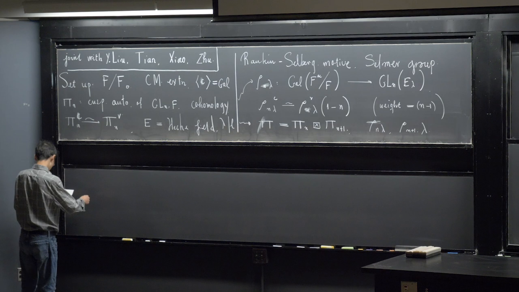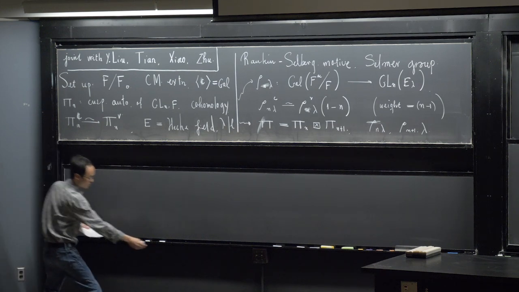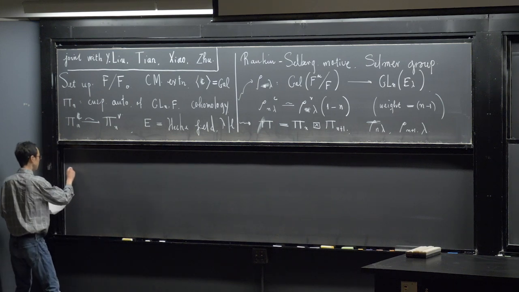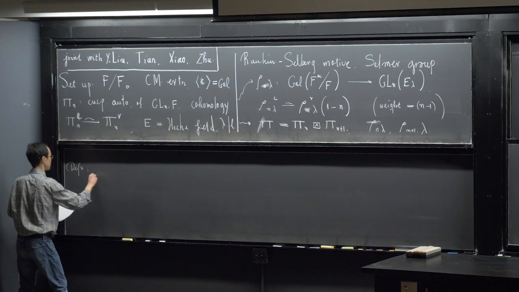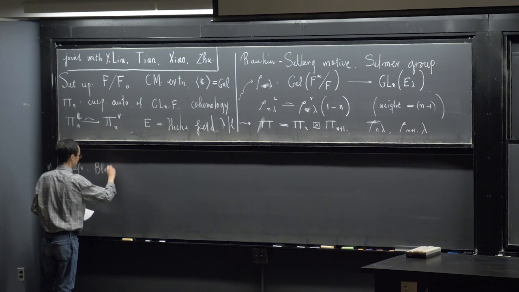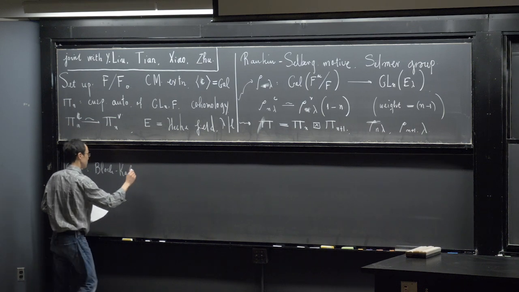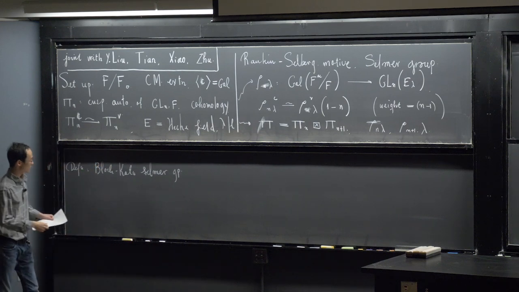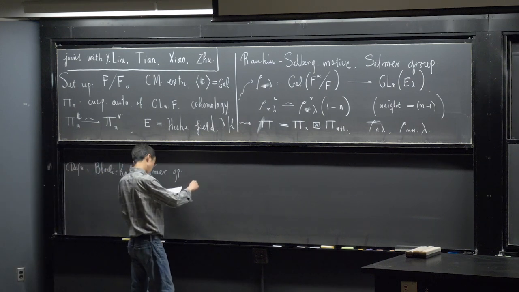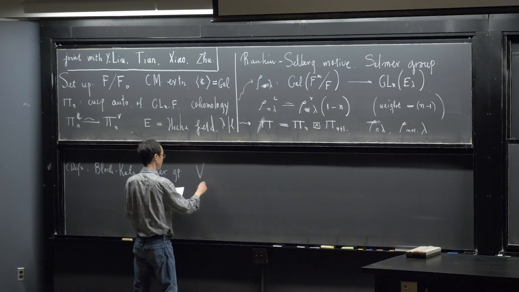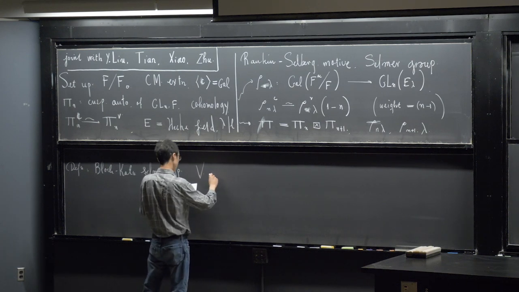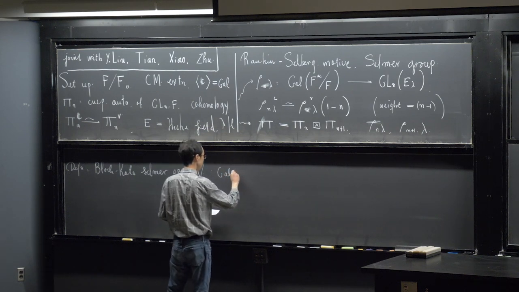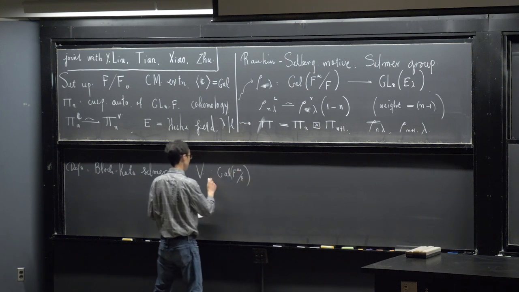With such data, let me recall for you the so-called Bloch-Kato Selmer group. Recall the definition of the Selmer group attached to such a Galois representation. Let me write as follows. If I have V, which later on will be the tensor product, then V over E lambda is a continuous Galois representation.